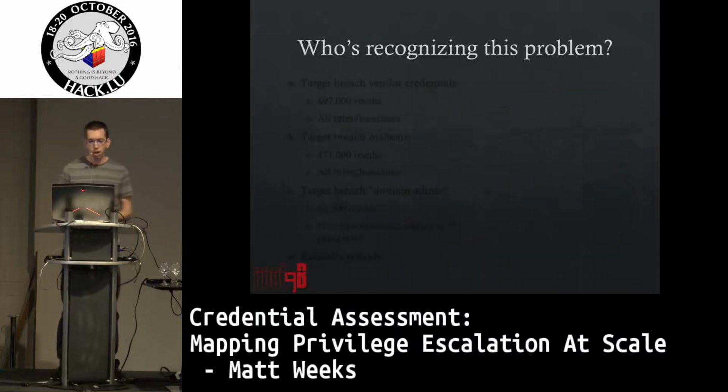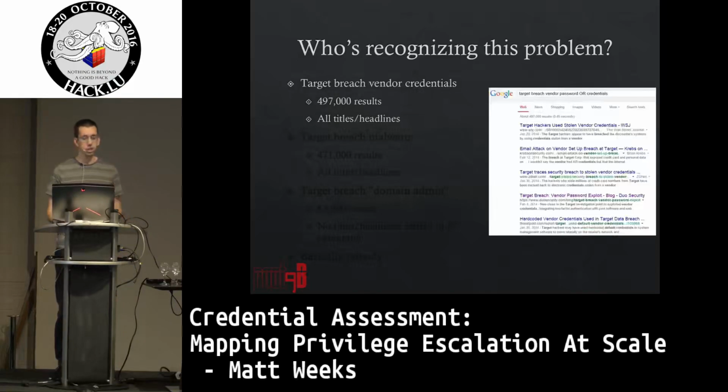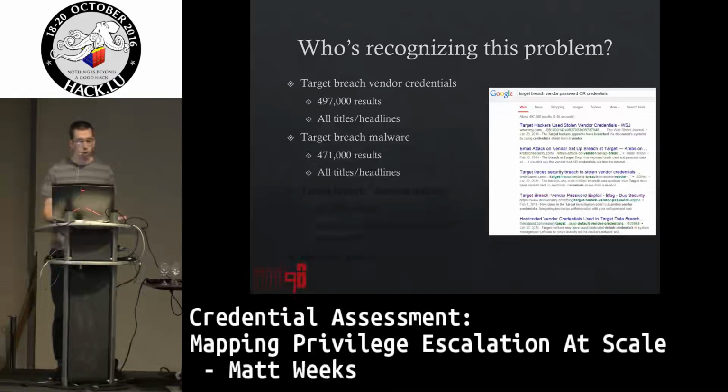So first of all, let's ask ourselves: is this a problem that's really getting its due mention? When you look at the coverage of these breaches, if you do a Google search for the initial access vector, you get almost 500,000 results. All the front page is talking about the initial access in the headlines. If you search for the malware, you get another almost 500,000 results. Again, everything about the malware is in the headlines, the title of the page.